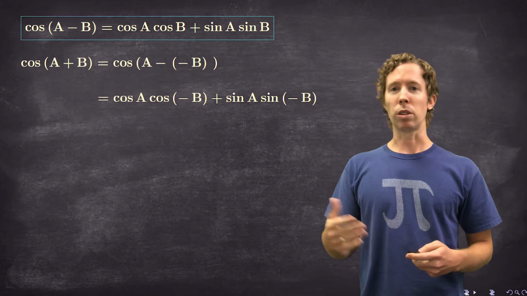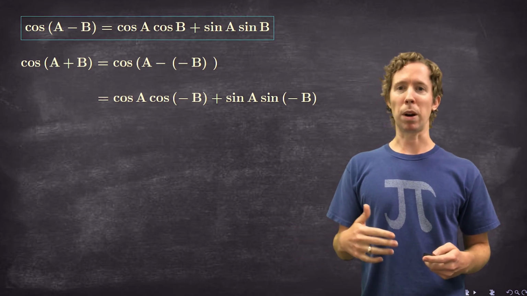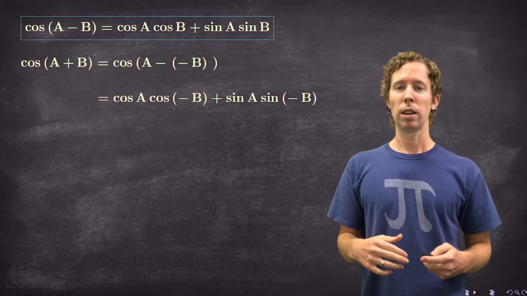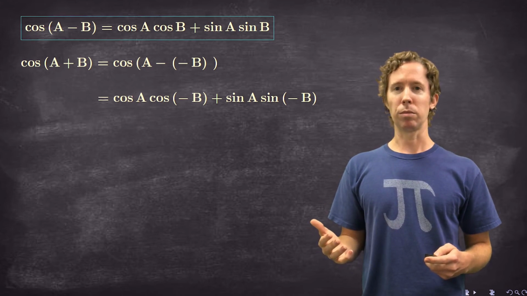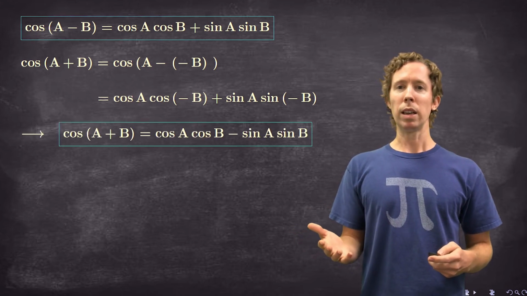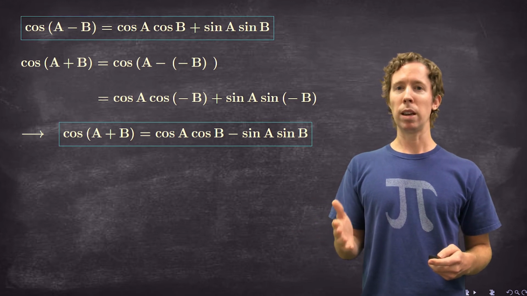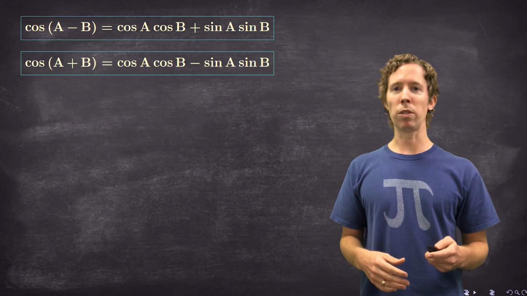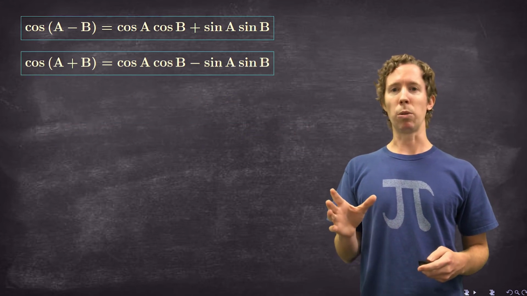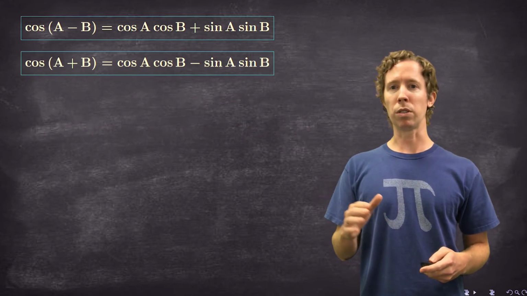And now cosine of negative B is the same thing as positive cosine B. But sine of negative B is negative sine B. So cosine of A plus B is cosine A cosine B minus sine A sine B. All right, so now we've got our two cosine equations, the sum formula and the difference formula.